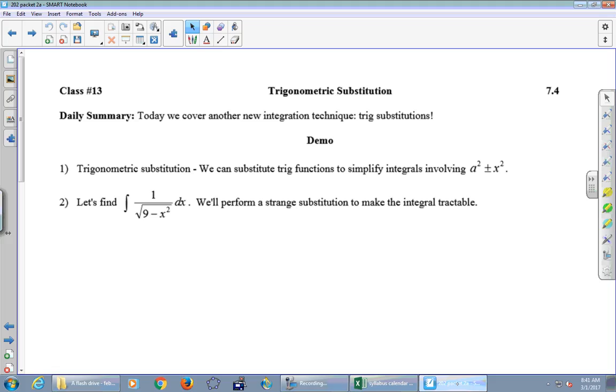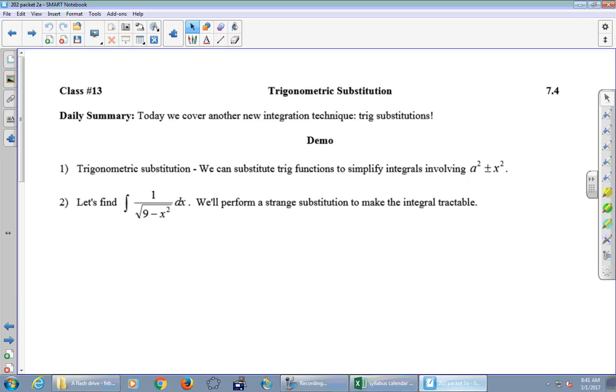Okay. So here we are on page 3. Today we cover another new integration technique, trig substitutions. Trig substitutions are integrals where we can substitute a trig function to simplify an integral involving a squared plus or minus x squared, where a is a number. So we're going to do one example here, and then you do lots of examples in the activity. But I just want to look at each of the examples real quick, so we're finding the common thread that makes this new technique, which we haven't covered yet, tick.